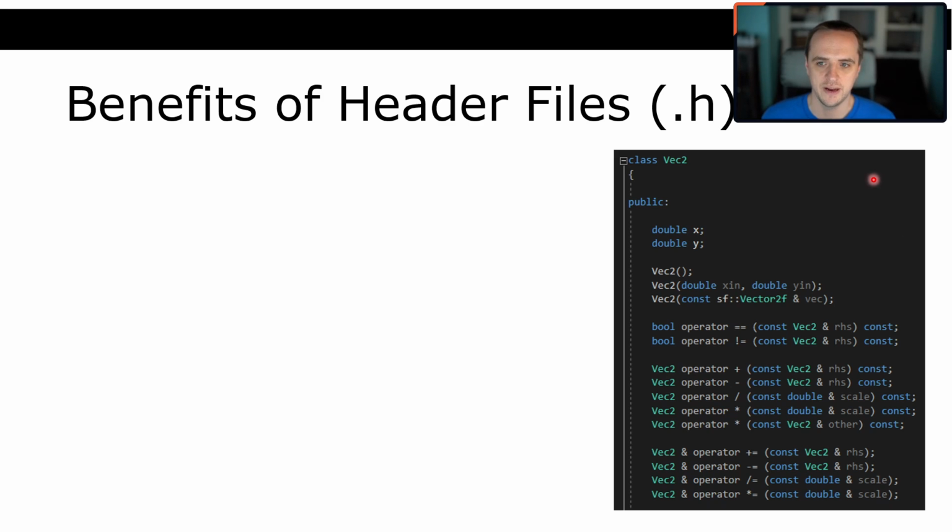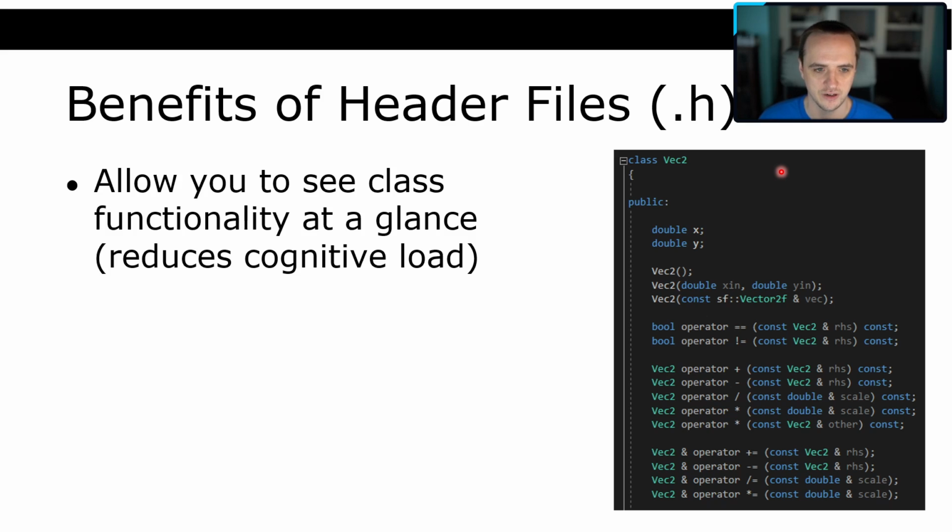So what are some benefits of header files? This is just an example of a header file that I used in another course, of a vector class that I made, or a vec2 class. It's really nice because it allows you to see all of the functionality of a class at once. Because in the header file, you just have the declaration. So see here, you just have vec2 operator plus, or the plus equals operator, or the equality operator, or the variables. It doesn't actually have the implementation code. So you can see all the functionality of a class just at a glance by looking at the header file.